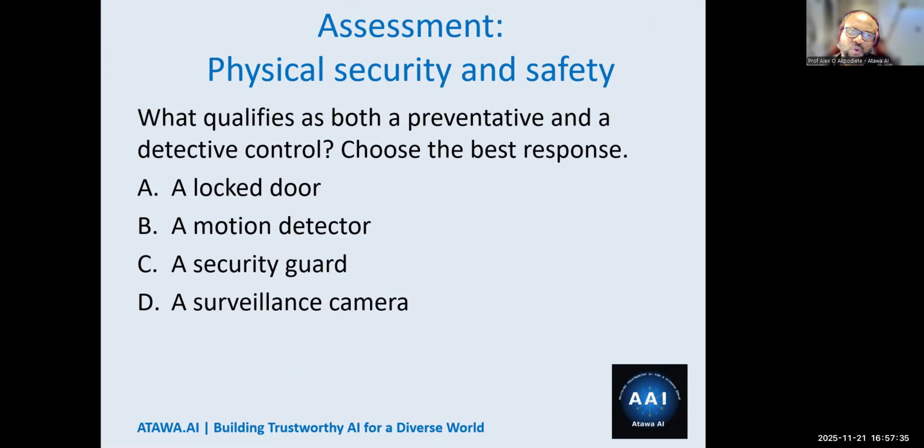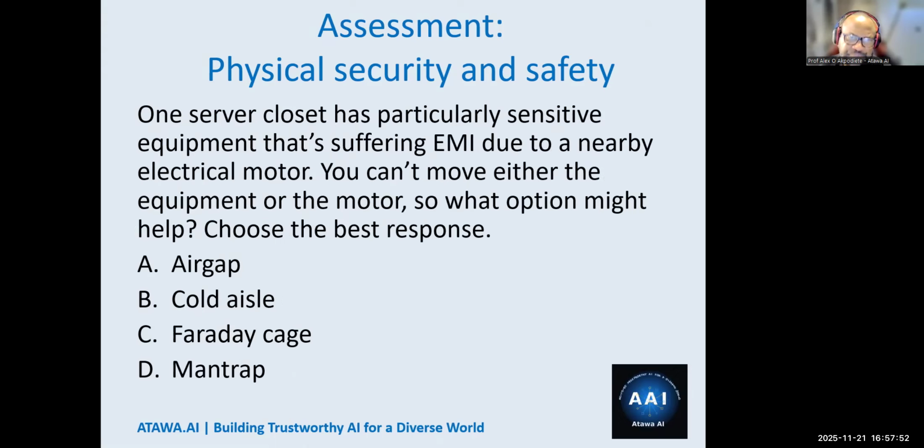Next one, what qualifies as both a preventative and a detective control? Choose the best response. This is always a tricky exam question. So usually it's a security guard because they prevent you from getting in there, and if somebody gets in there, they can find out who went in there.